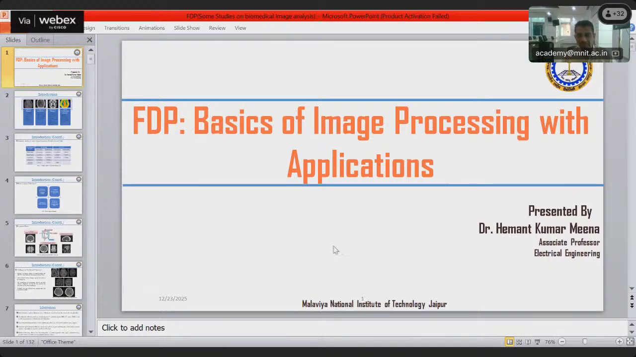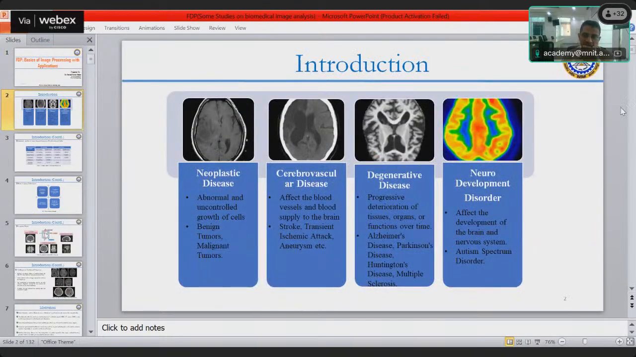Okay, so we start with this session. What I'm going to cover here, again, as we emphasize, is that medical imaging is basically the highest level of application of image processing, where your accuracy and your precision matter at the finest degree.